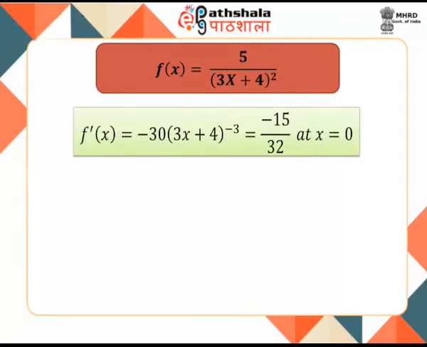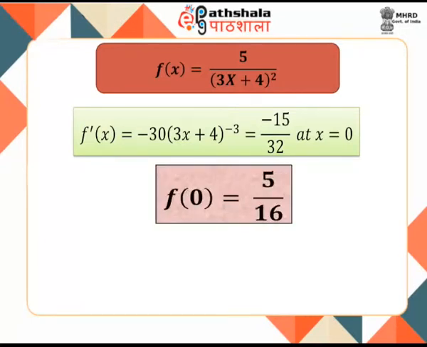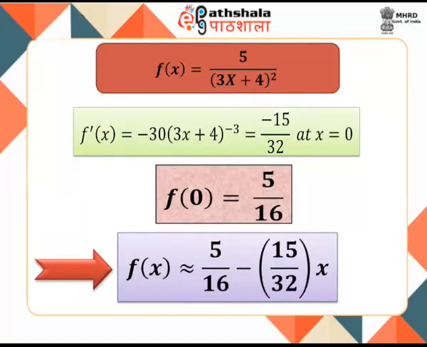Similarly, when f of x equals 5 by (3x plus 4) whole square, we have f dash x equal to minus 30 into (3x plus 4) whole to the power minus 3, equal to minus 15 by 32 at x equal to 0, and f of 0 is equal to 5 by 16. Therefore, f of x is approximately equal to 5 by 16 minus 15 by 32 x.